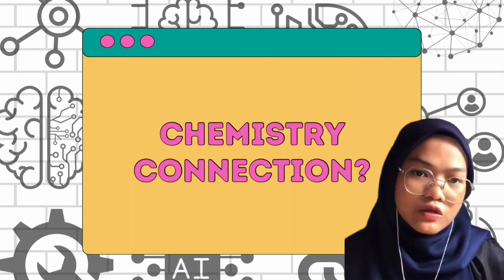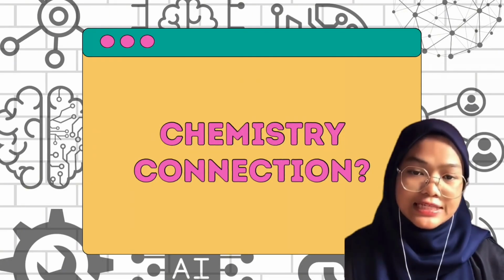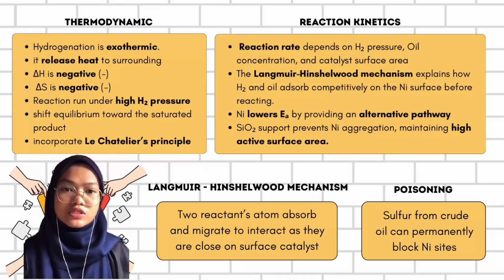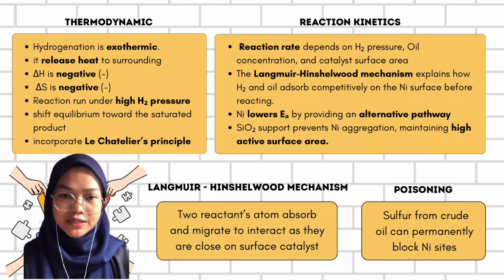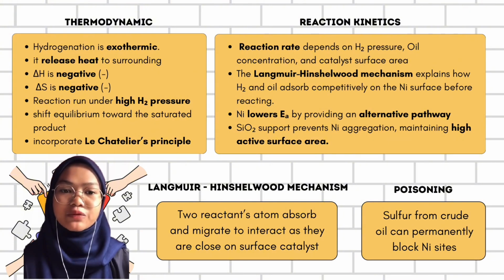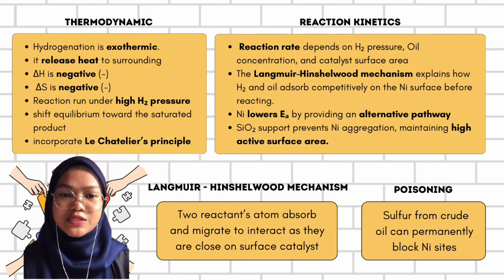So now, let's look at how the heterogeneous catalysts connect to chemistry concepts in the hydrogenation of vegetable oil. First, from a thermodynamic perspective, hydrogenation is an exothermic process which releases heat to the surroundings. The enthalpy change is negative and so is the entropy change. Because of this, the reaction favors high hydrogen pressure, which shifts the equilibrium towards the saturated fat product. This aligns with Le Chatelier's principle.